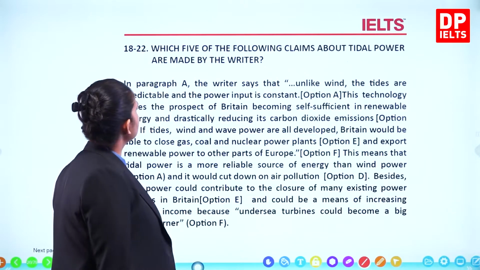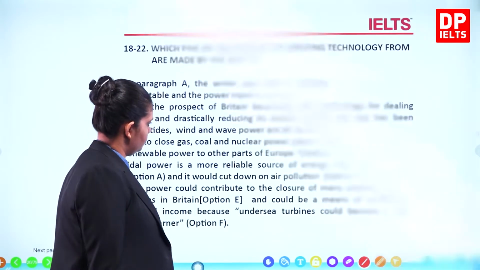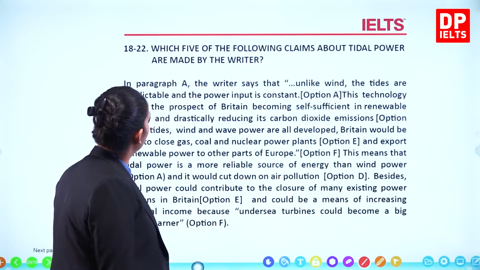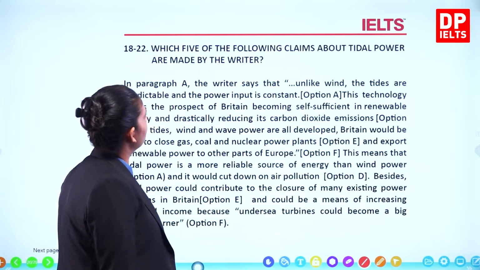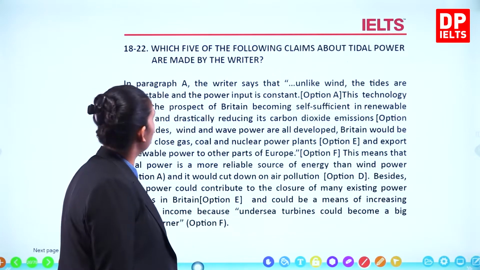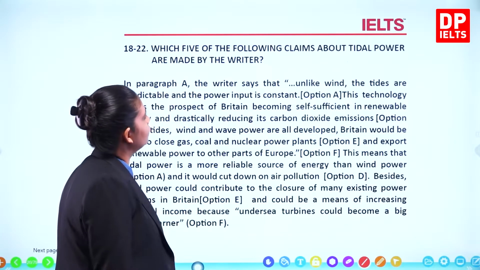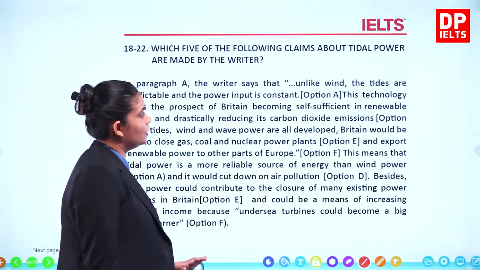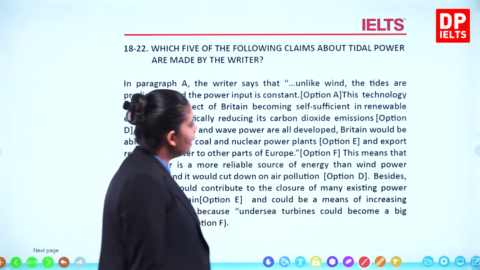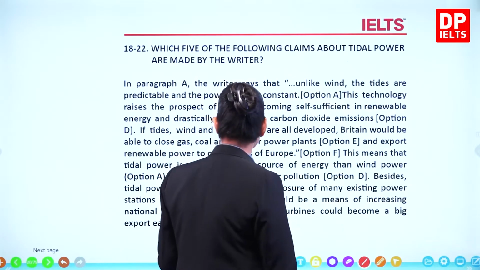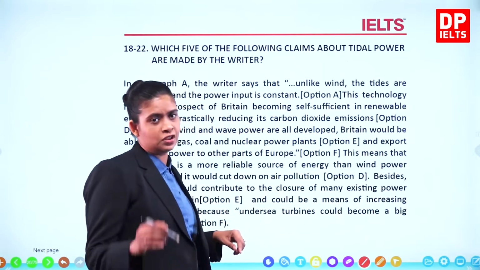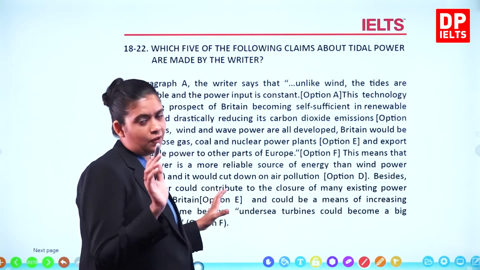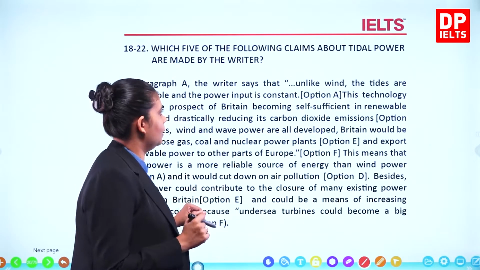right. Questions number 18 to 22. Okay, so having a look at questions number 18 to 22, right? Which 5 of the following claims about tidal power are made by the writer? Okay, so go to para A. The writer says, unlike wind, the tides are predictable and the power input is constant. So option A, right? I've put inside the brackets which option it is talking about.